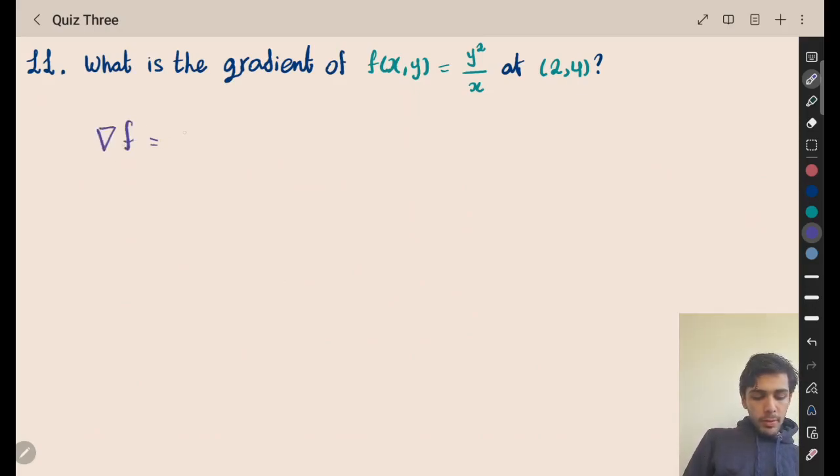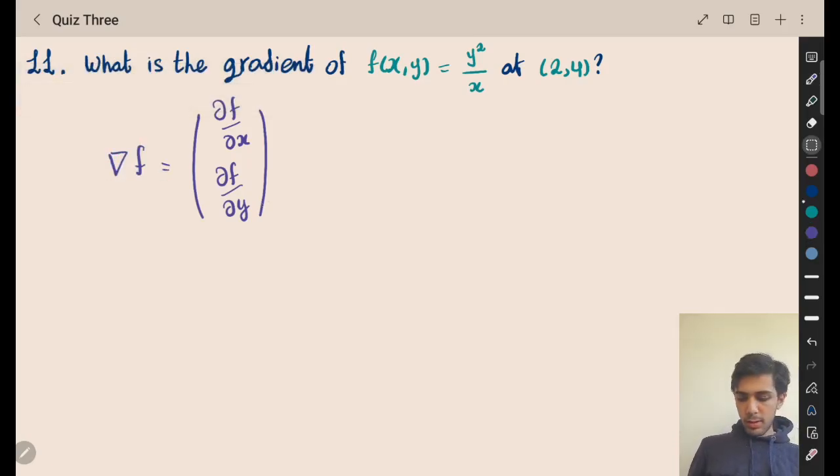So the gradient of f in our case is going to be partial f partial x, then partial f partial y. It seems that the order matters, so we follow the order in which the variables are listed.